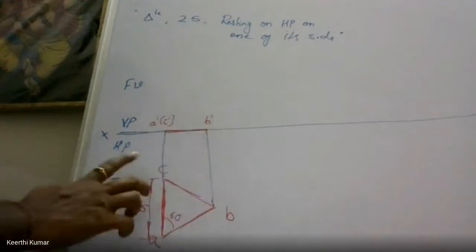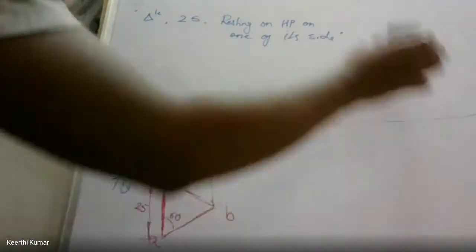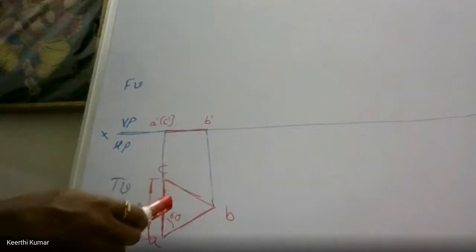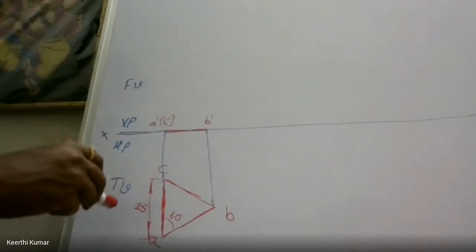So this is done. The front and top view is done for the first position. So let us go for the second position. After this, I'll rub this. First position is finished. To go for the second position, what you have to see? You have to check where that lamina is resting, whether it is resting on VP or HP. It is resting on HP.